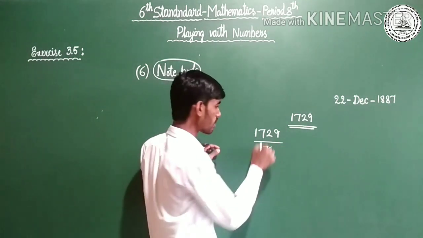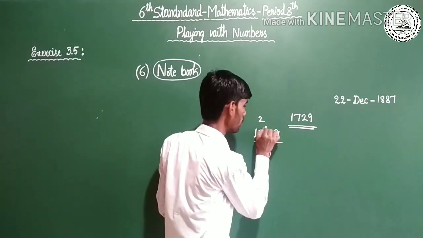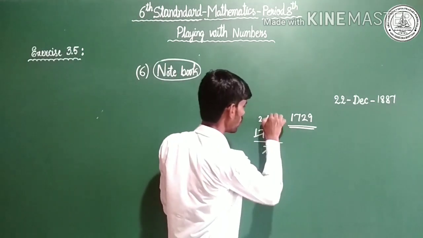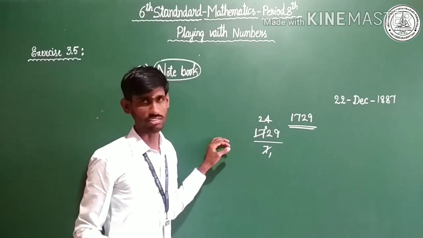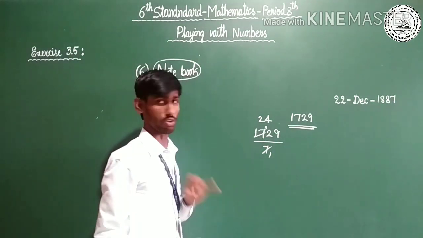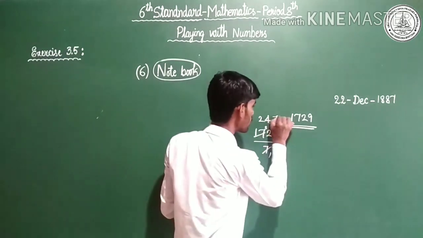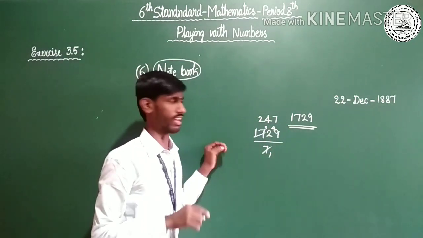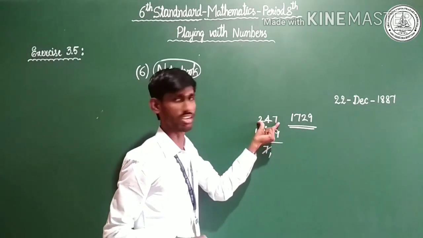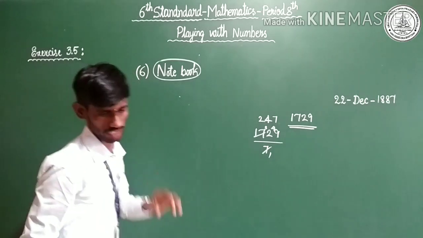7 1s are 7, 7 2s are 14. Here the extra 3 becomes 32. 7 4s are 28. 28, 29, 30, 31, 32. 4, so it becomes 49. 7 7s are 49. So finally it can be divided by 7. The number is 247. Dear children, come here, observe very carefully.